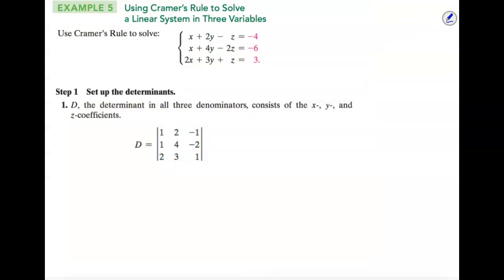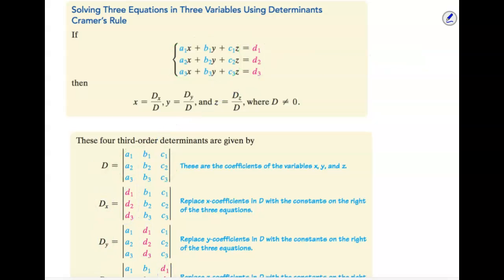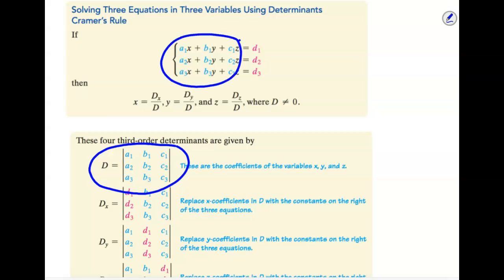So here's our example. We want to solve this system. We want to find out what the value of x, y, and z is using Cramer's rule. So step one. Step one is we want to find the four determinants. The first determinant we call determinant d. If I go back to the previous slide, the first determinant is your 9 coefficients.